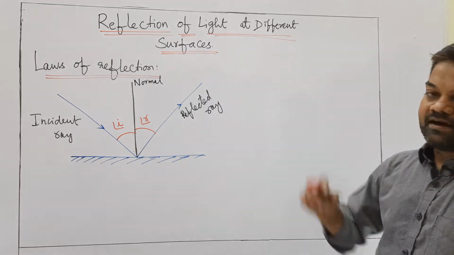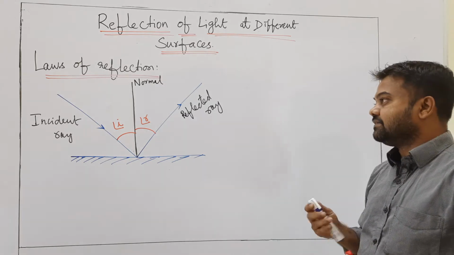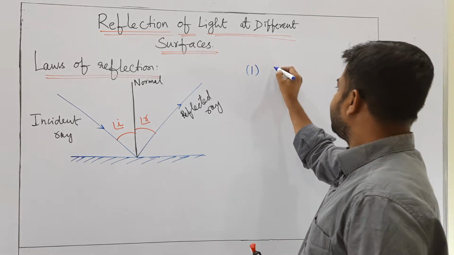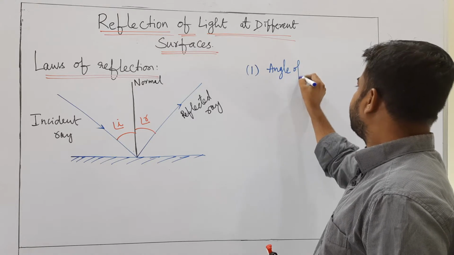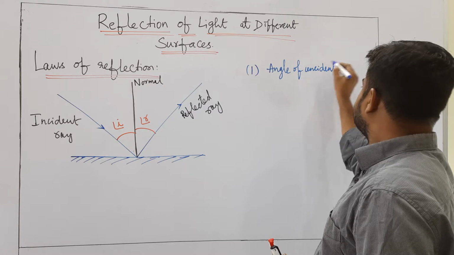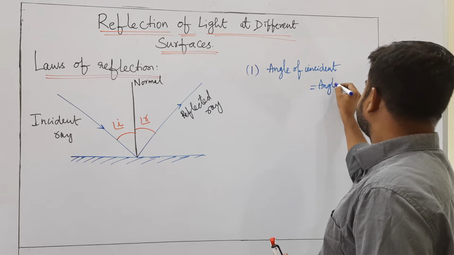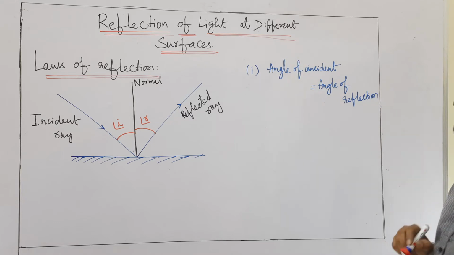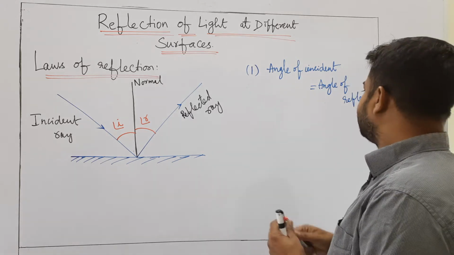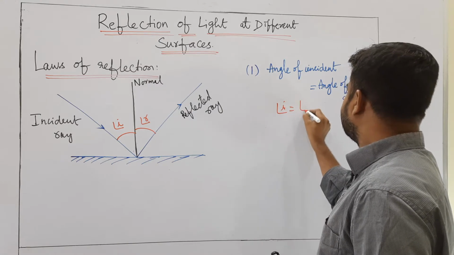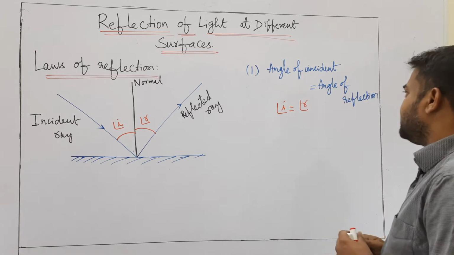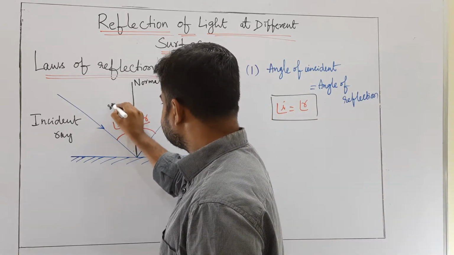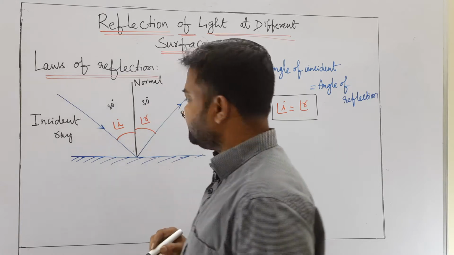For that, what are the laws? We have two laws, and we will explain them. The first law we explain here is the law of reflection. In the laws of reflection, the first law is: angle of incidence is equal to angle of reflection. We can write angle i must be equal to angle r. This is the first law of reflection. That means, suppose it is 30 degrees, then the angle of reflection is also 30 degrees.